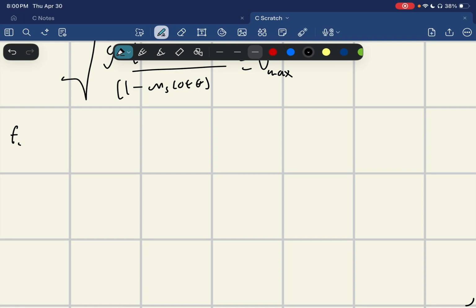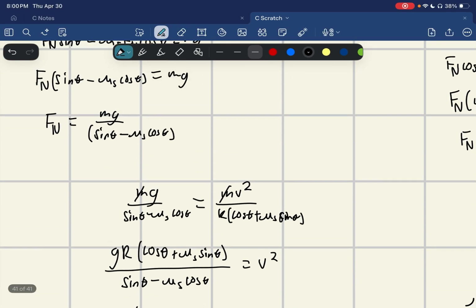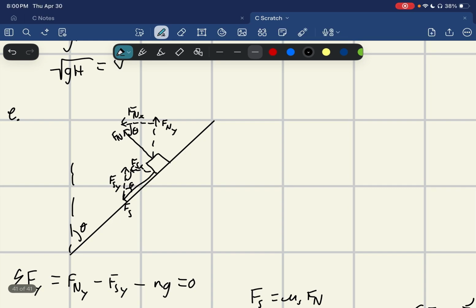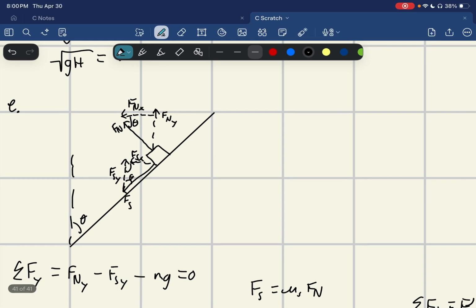Okay, part F asks us to do basically the same thing, but instead solve for v min. So here, looking back at the drawing, instead of fsx being there, it's going to be up here, and that's fsy and that's fsx. So fsy will be pointing up with fny, and then fsx and fnx are now opposing each other, and then the angle will be here.